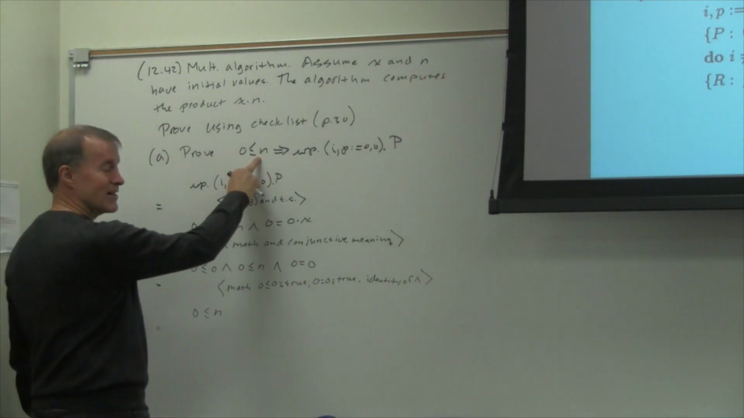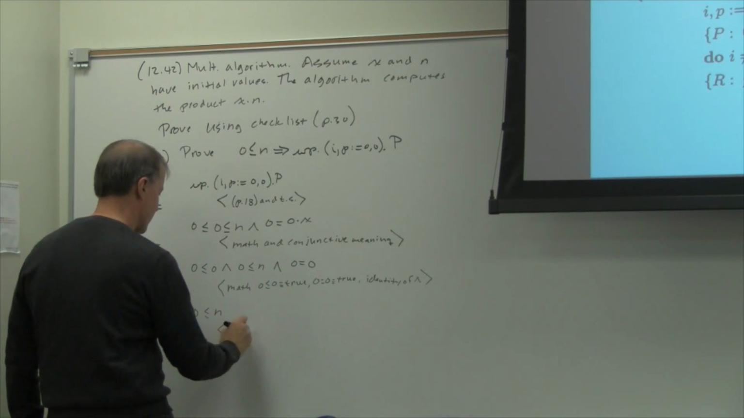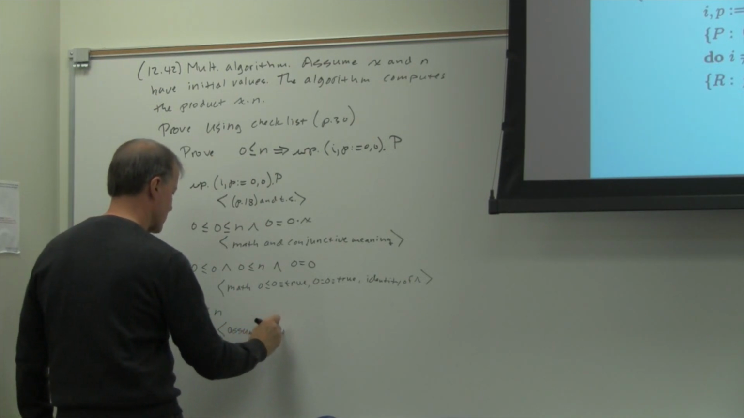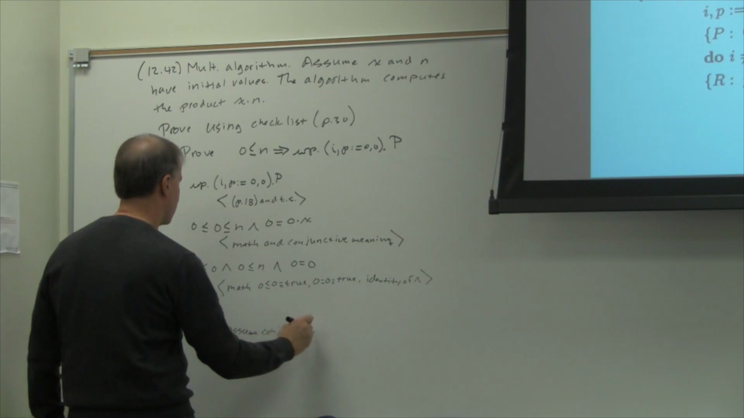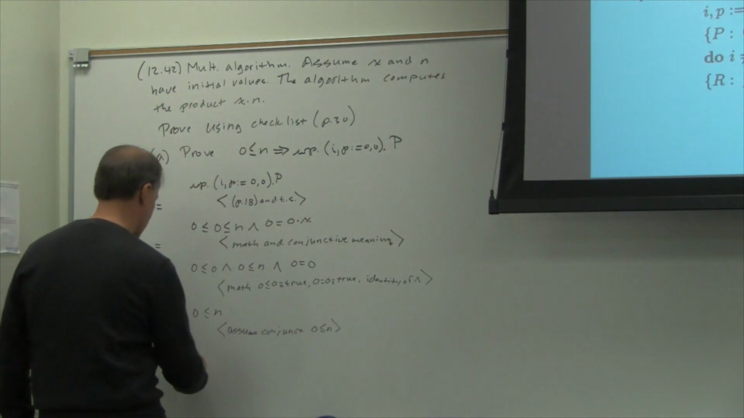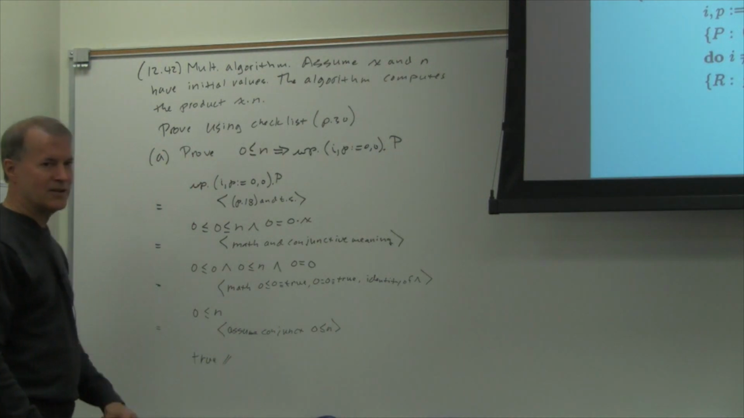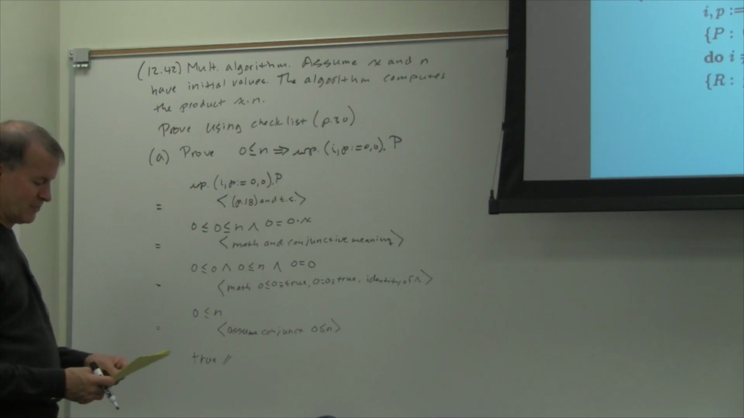Yeah, assume that's what the conjunct. So here we assume conjunct 0 less than or equal to n, and so that's true. Boom. Are we good? Is everybody clear on that?